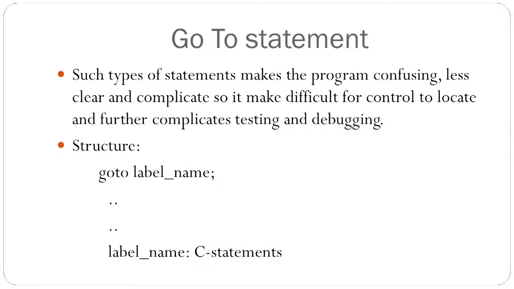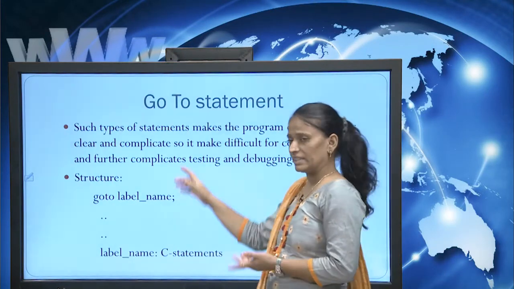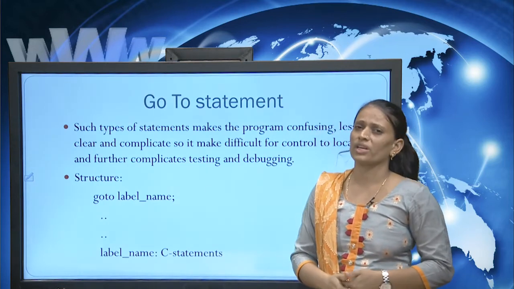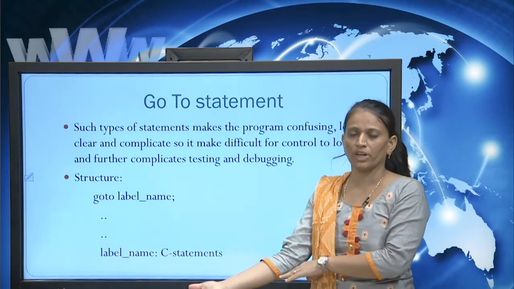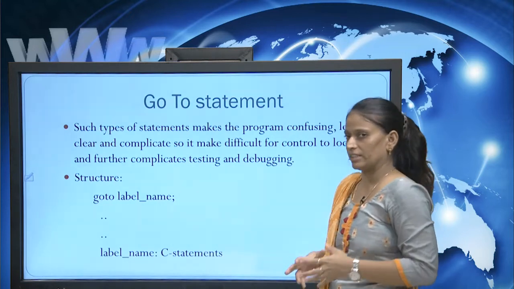And the last statement is the goto statement. Goto is basically used to make the program jump. If a specific condition arises and we want to jump towards a specific block of code, in that case goto is used. That is why it is quite confusing, less clear and complicated, and it also makes programming difficult because we are jumping from somewhere to some other block of code.